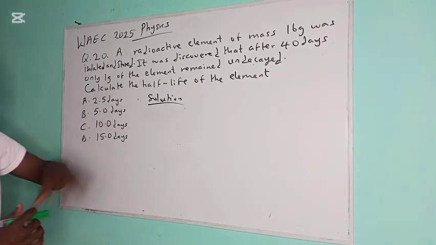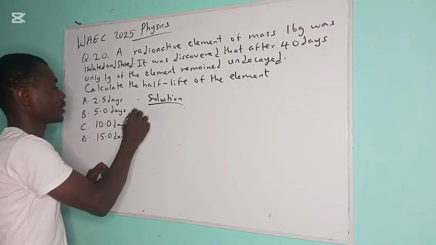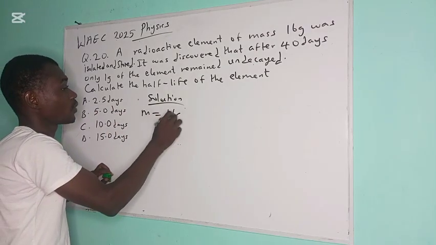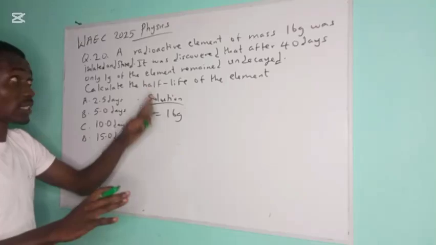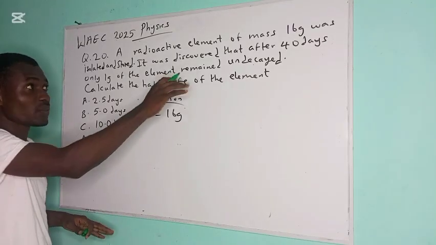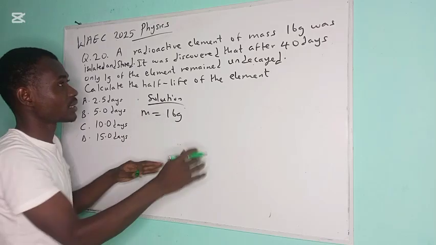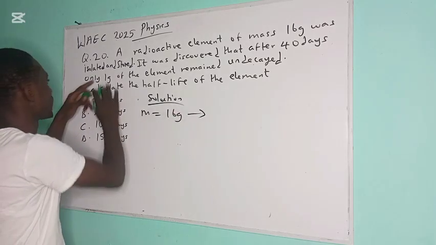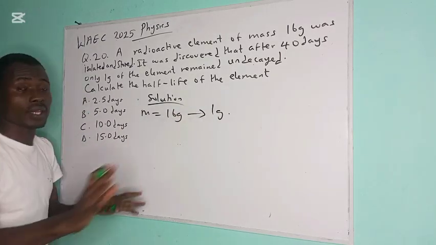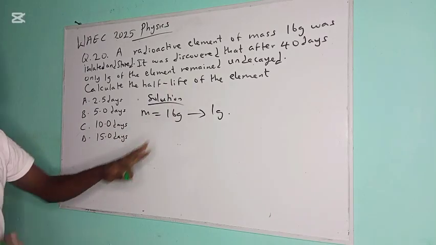The radioactive element has a mass of 16 grams. We are not interested in the identity of the radioactive element, but in the values given. After 40 days, it remains at 1 gram. What is the half-life of the element?